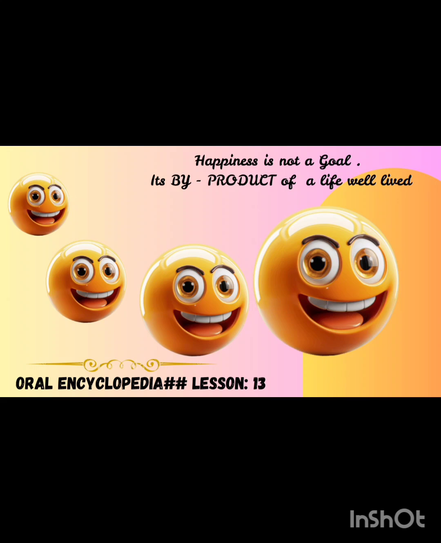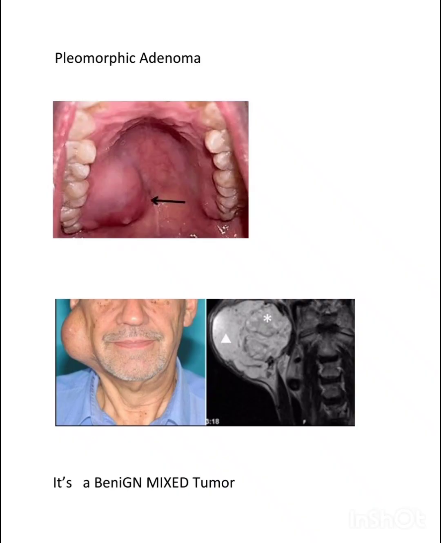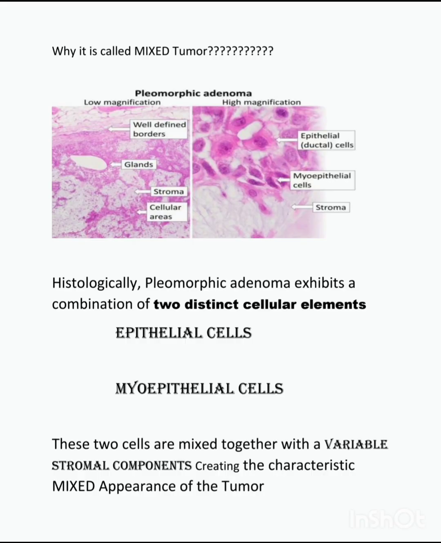In this video, I am going to discuss pleomorphic adenoma. Let's come into the topic. Pleomorphic adenoma is a benign mixed tumor and is the most common tumor of the parotid gland. Now, I will ask one question about pleomorphic adenoma. Why is it called a mixed tumor?